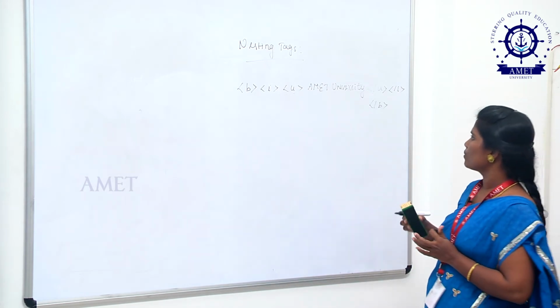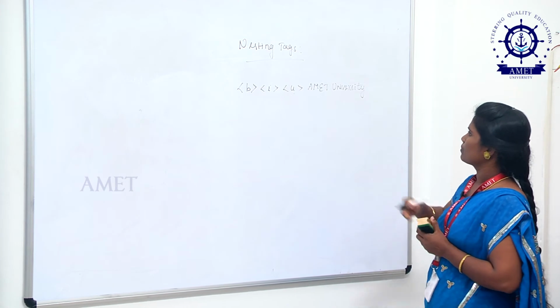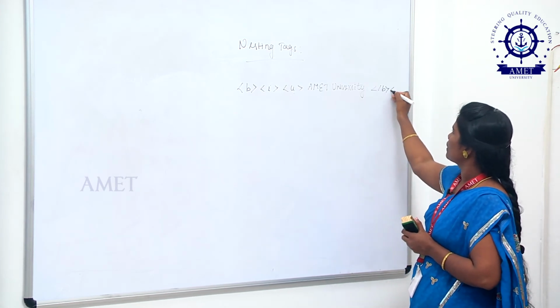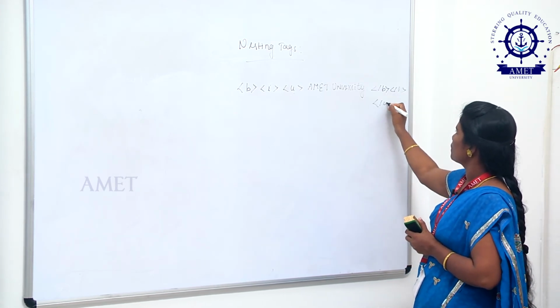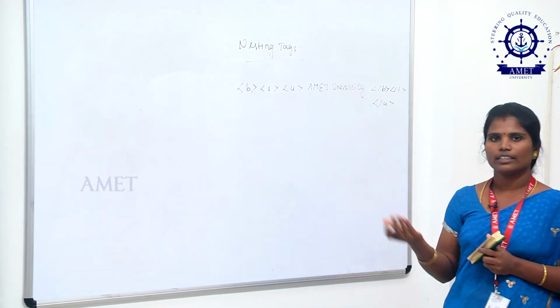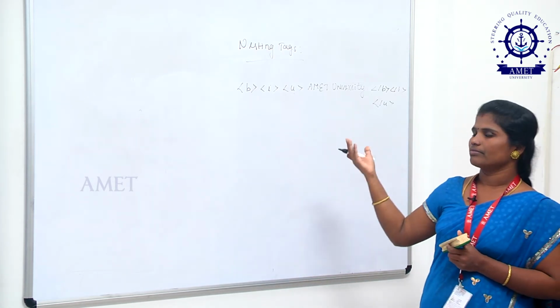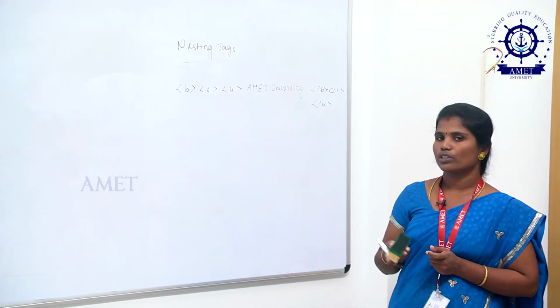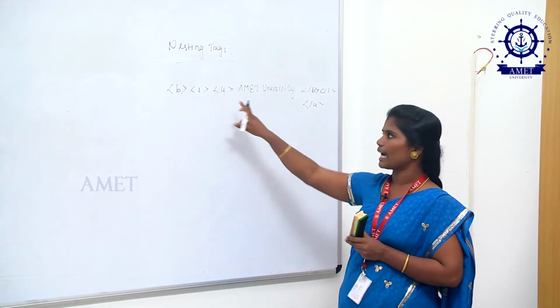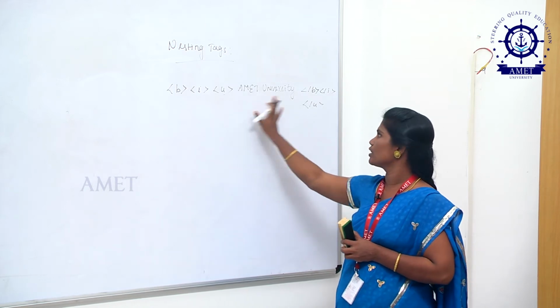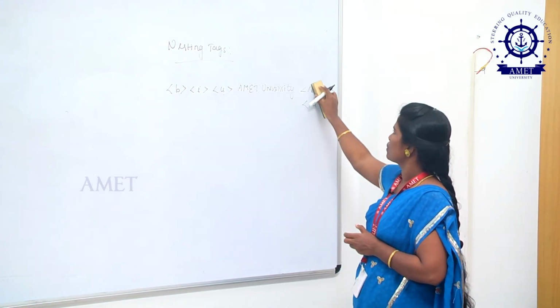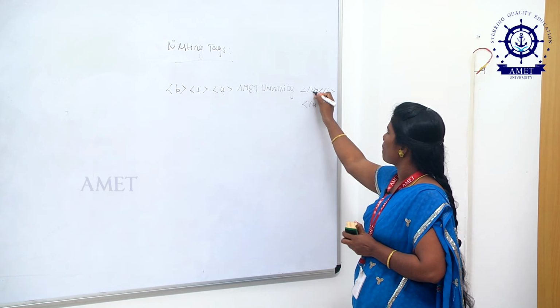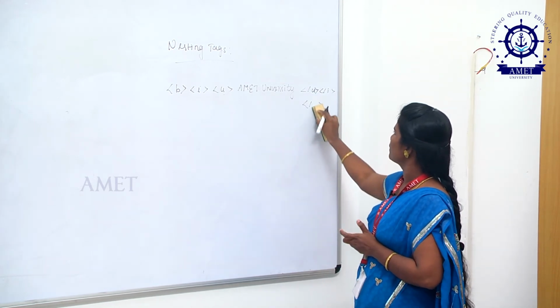If you are nesting bold, italic, underline and do not close them in the right order, you will not get the output in the web page. So when you are nesting more than one tag, you must close the tag which you have used last, first. So U, I, and then B.